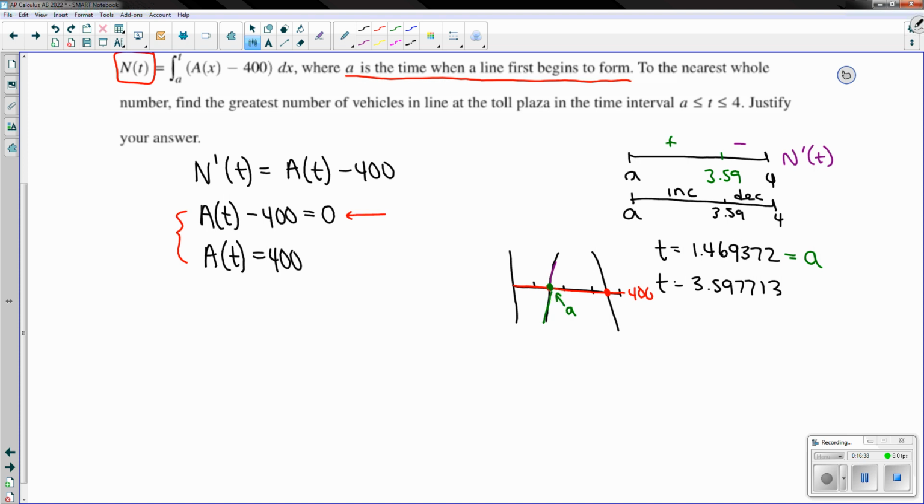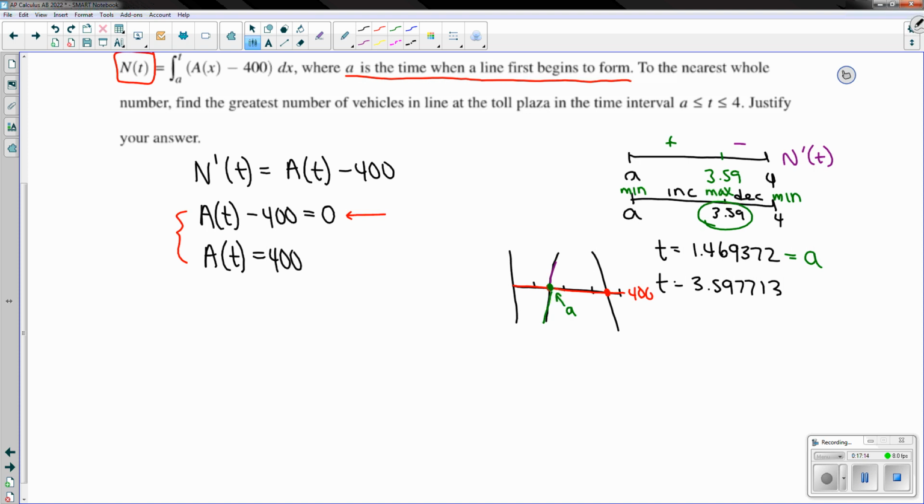So what does that mean for what these critical points represent in terms of optimization or extrema values? Well, because it's increasing from A, that must be a min. Because the function transitions from increasing to decreasing, we have a max. And then it decreases to 4, which means this is also a min. So because we're trying to find the greatest number of vehicles in line, we now know that that's going to occur at this time. That's the only eligible maximum value along this interval from A to 4.